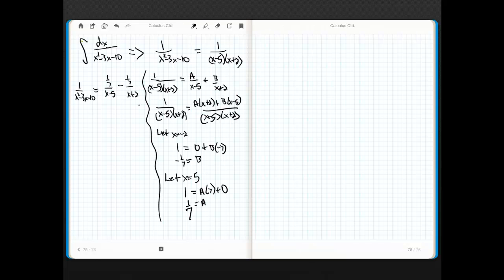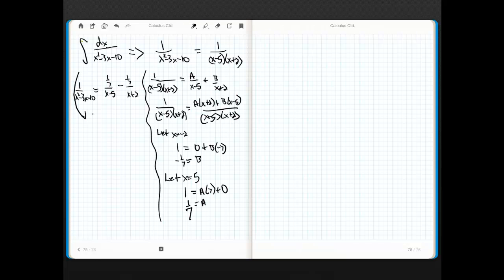Now, if I don't believe myself, I can cross multiply and see what happens, right? If I cross multiply, I better get a 1. So I would get 1/7 x plus 2/7, right? Minus 1/7 x plus 5/7. Last time I checked, 2/7 plus 5/7 is 7/7, which is 1. That's fabulous. So what's that tell me?